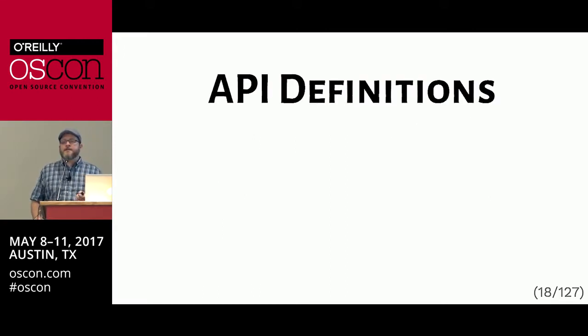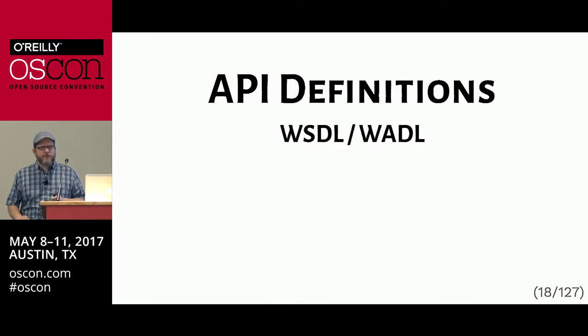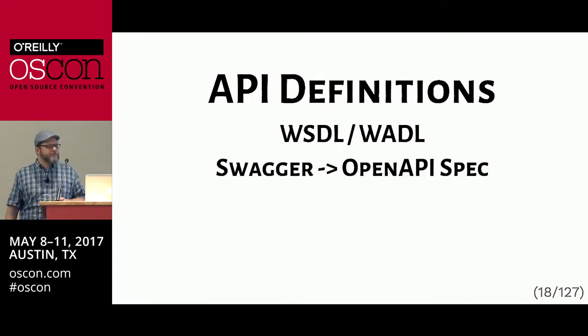Okay, and now the topic of API definitions. If you've worked with XML, RPC, or SOAP services, you might be familiar with WSDL. So this was a format that's like XML, it's verbose, not fun to work with. When the JSON HTTP APIs started to become popular, a new definition format called WADL was developed. But like WSDL, it's XML, it's verbose, it's not fun to work with.